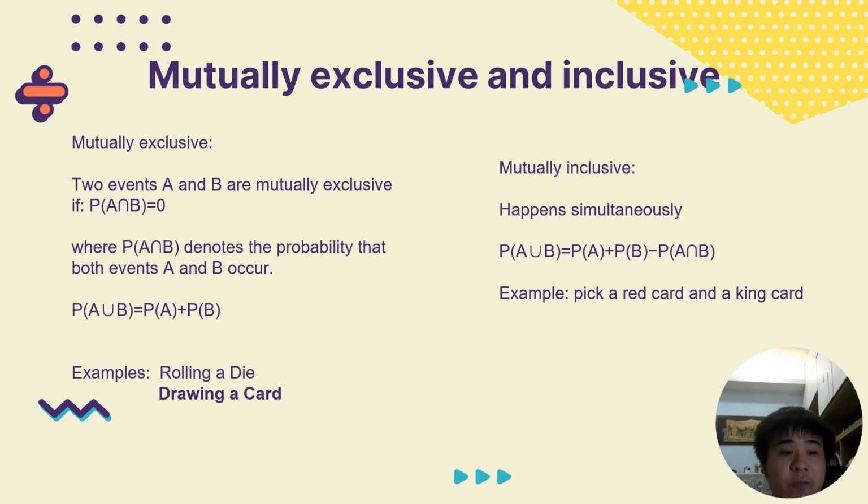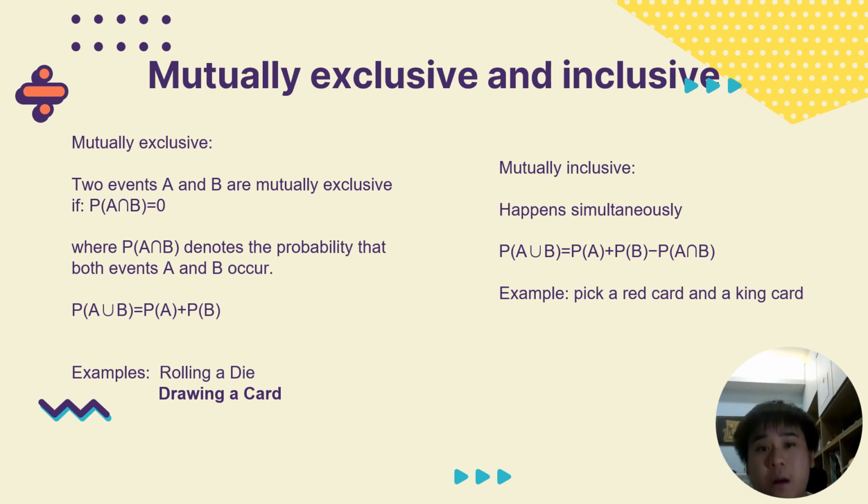An example of mutually exclusive events is rolling a die. Say you're trying to roll a 2 and a 5 on a single roll. Is it possible? No, it's not. These two events are mutually exclusive because you cannot roll both a 2 and a 5 at the same time. You can only roll one number at a time.